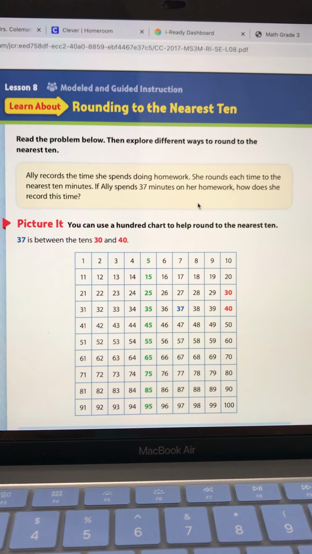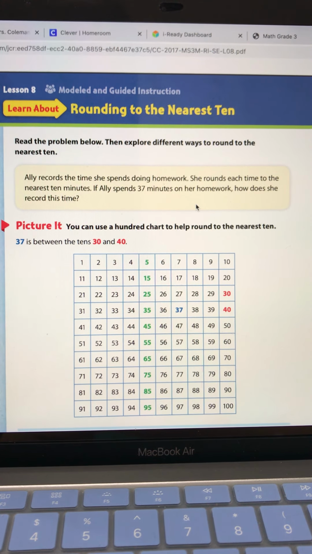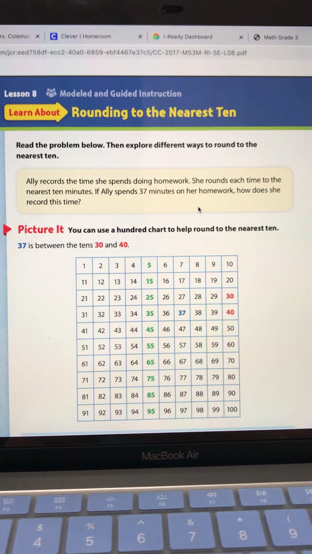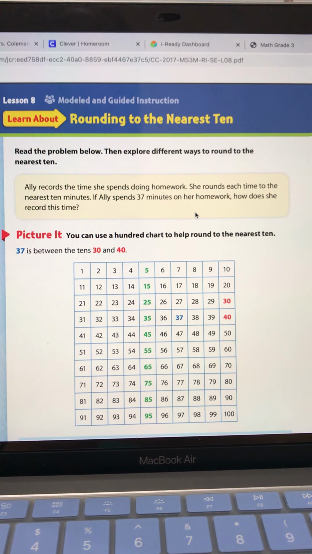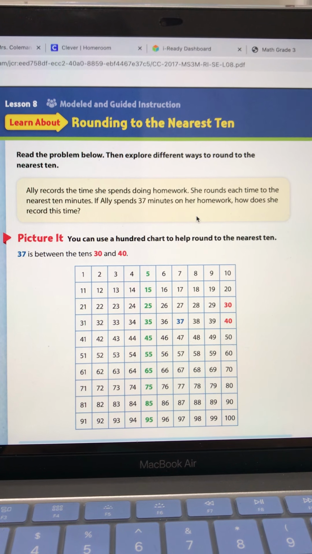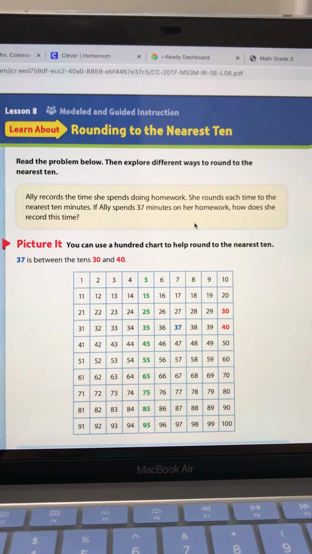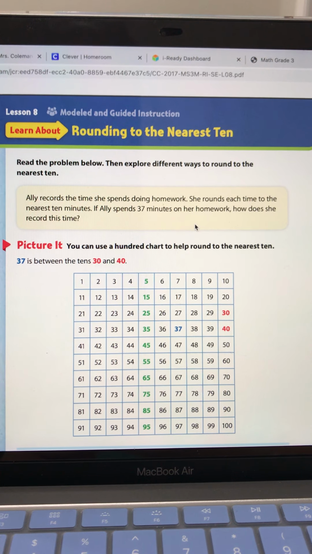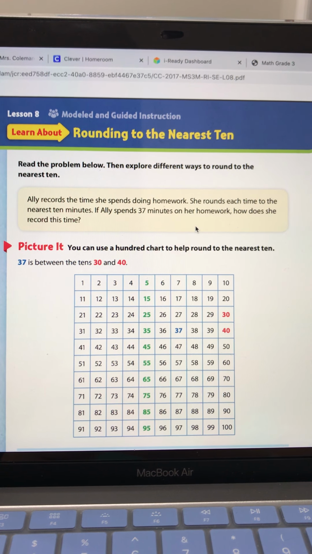It says read the problem below, then explore different ways to round to the nearest 10. So this is a problem about Allie. Allie records the time she spends doing homework. She rounds each time to the nearest 10 minutes. If Allie spends 37 minutes on her homework, how does she record this time?